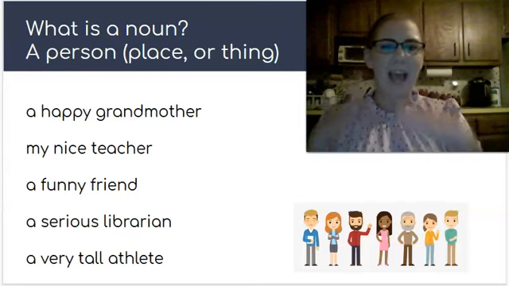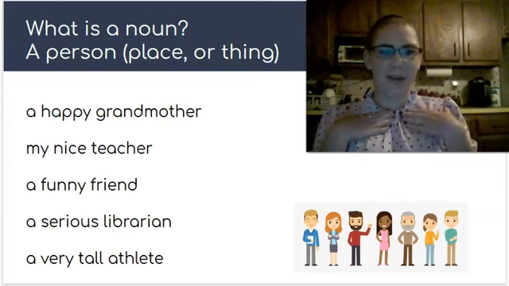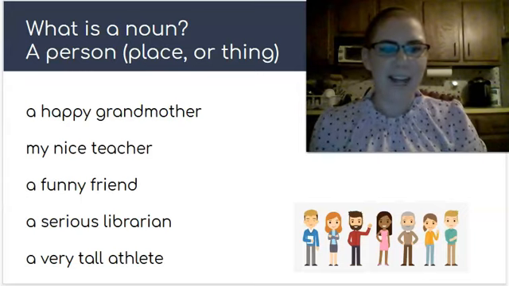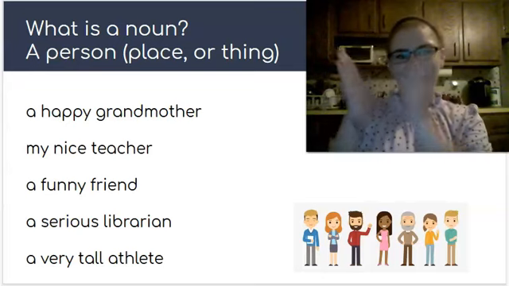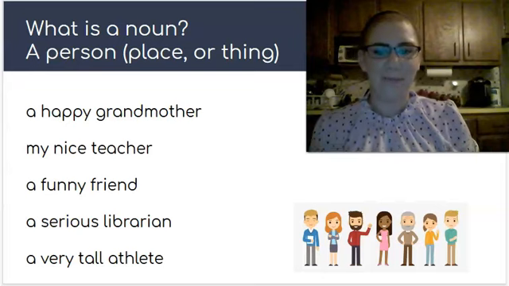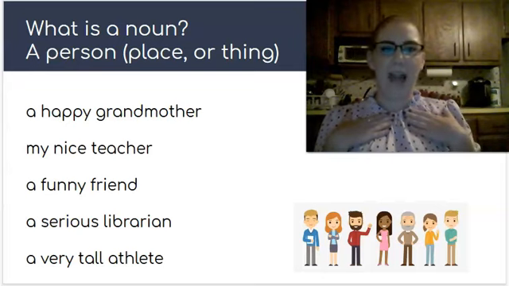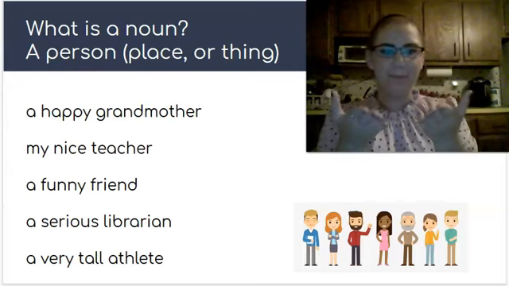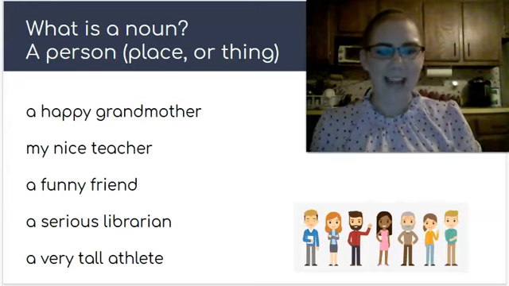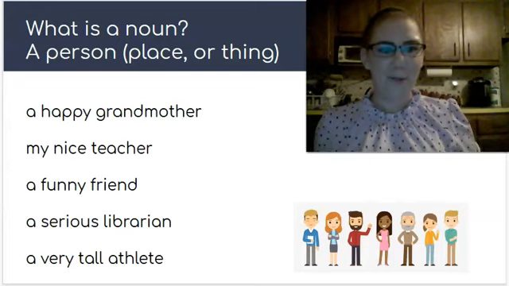Number 4, a serious librarian. If you said librarian, clap 3 times. Last one, a very tall athlete. That one was tricky. If you said athlete, shout hooray.